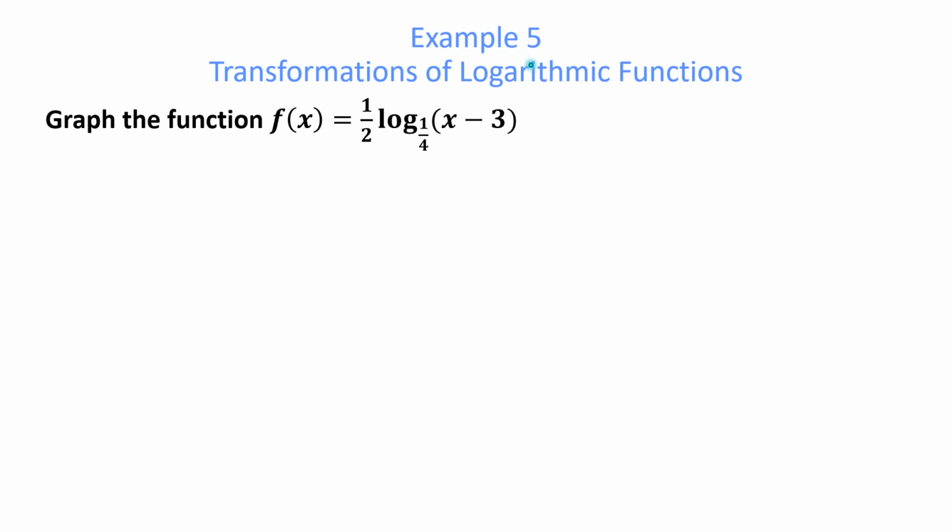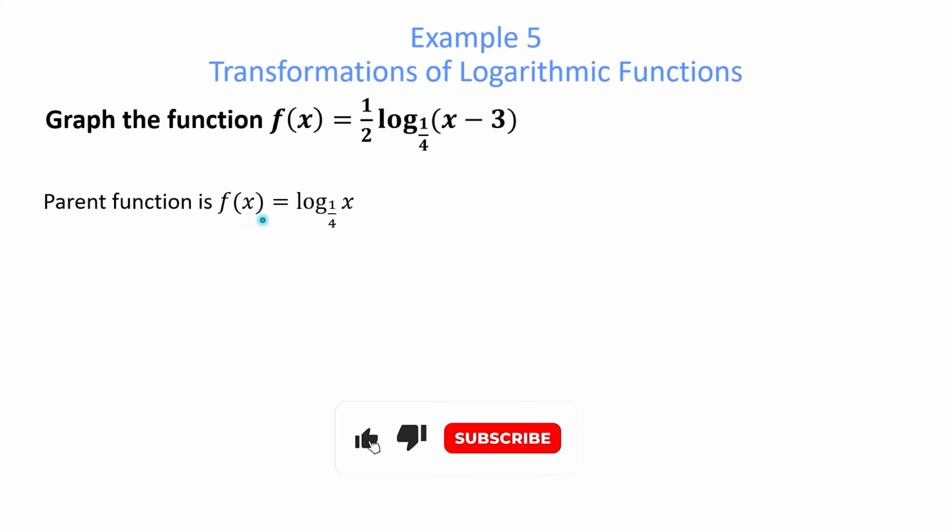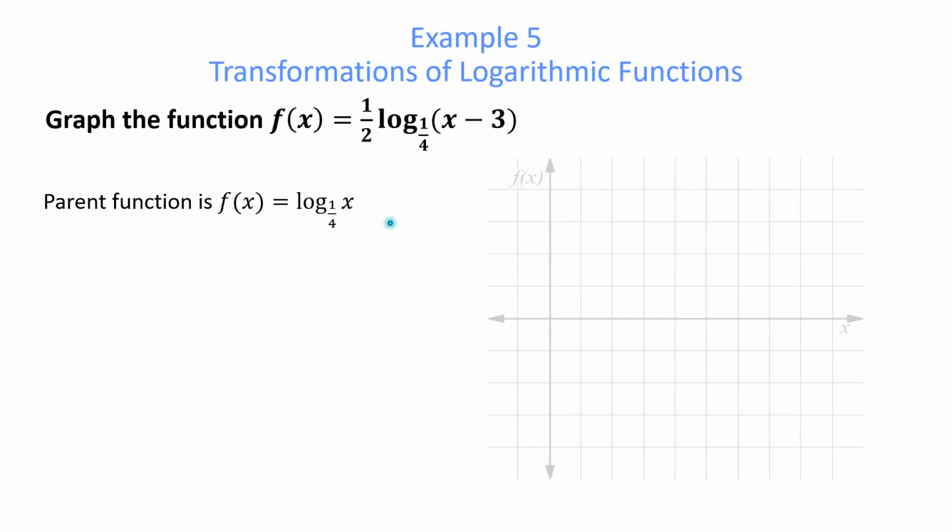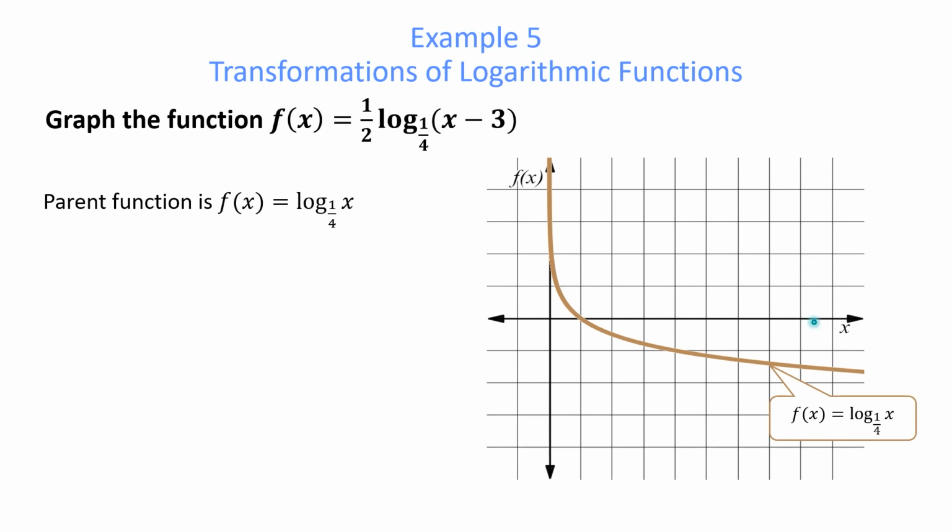So in example 5, we're asked to graph this function here. Now we can see that the base is a quarter. So this tells us that the parent function is f of x equals log base quarter of x. And we'll draw this parent function on the graph like so. Now we should recall the values of a, h, and k, when we compare them to what we have here, we can see that a equals a positive half and h is a positive 3.